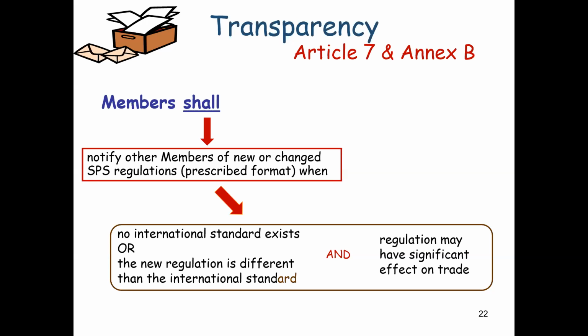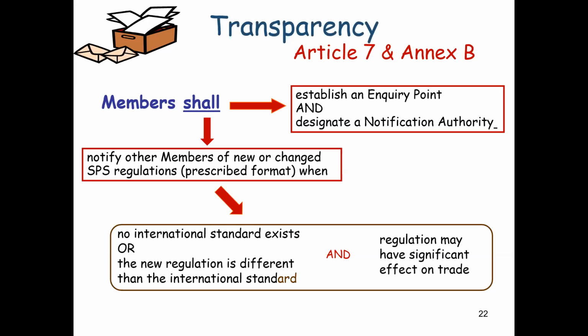Now, under what conditions do they have to notify? If they have put a new regulation and there is no international standard on that product, or it is different from an international standard, and the regulation has a significant effect on trade. Now, if it is the same or it is based on or it is harmonized with the international standard, then the members are not obliged to notify.